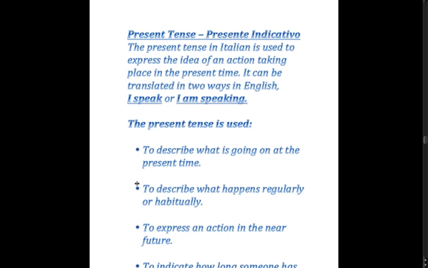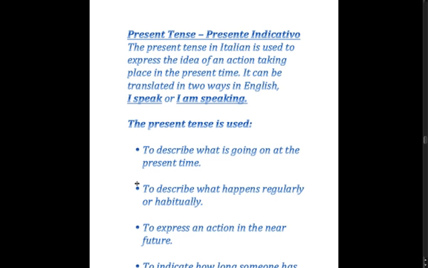So the present tense in Italian is used to express an idea of an action taking place in the present time. It can be translated in two ways in English: I speak or I am speaking. Being in the indicative mood means that you are stating a fact, something that is actually happening in the present time.